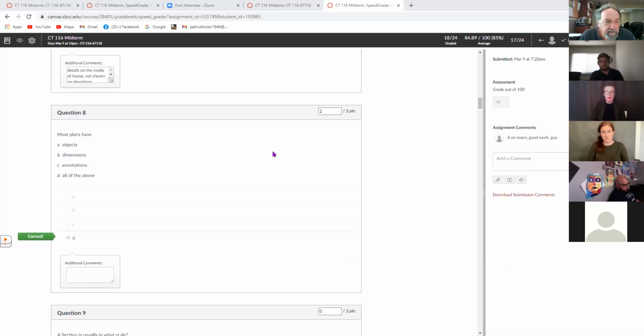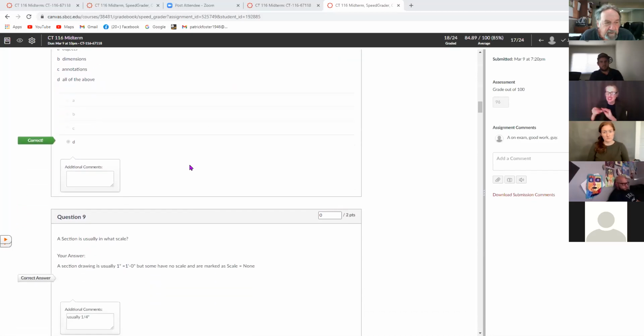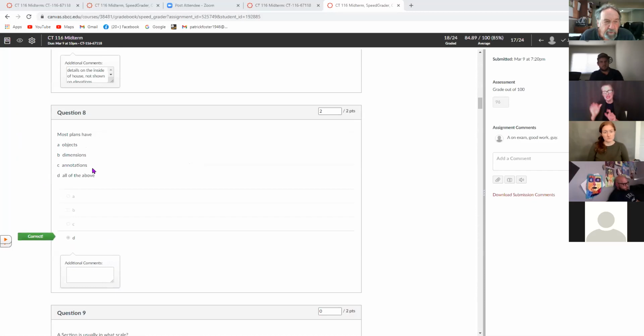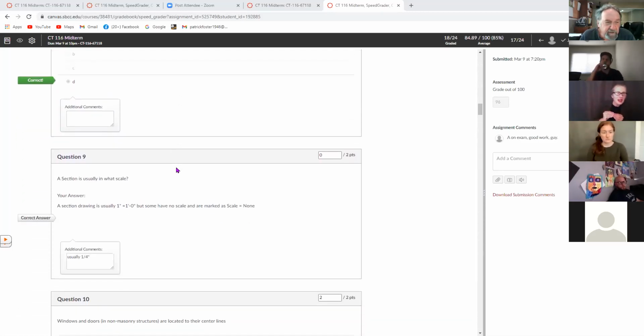Number 8, this was that thing we talked about, and I said it was one way of looking at it, so it's not the only way. Most plans have objects, dimensions, and annotations. Remember, we talked about that, and it has all of those, so it'd be all of the above. If you put one of them, I think I gave you 1 credit. That's not something you have to worry about. It's just a convenient way of summarizing what's on plans.